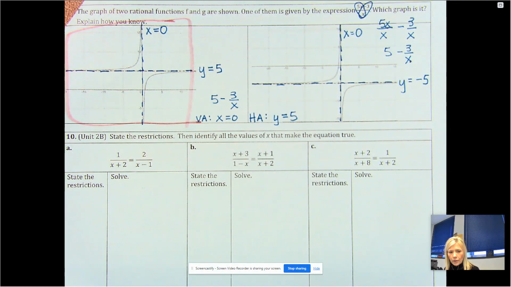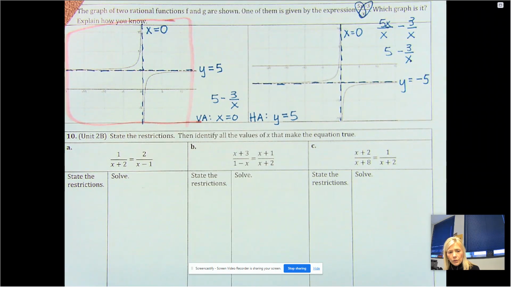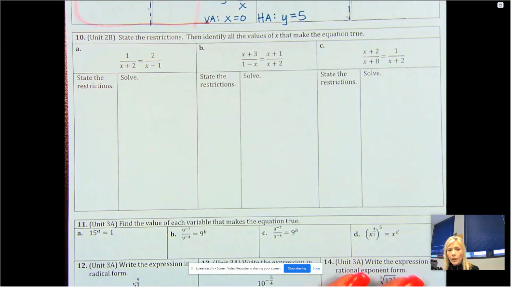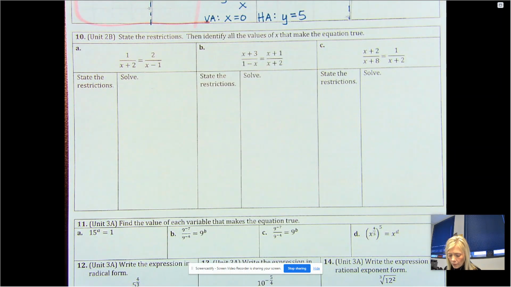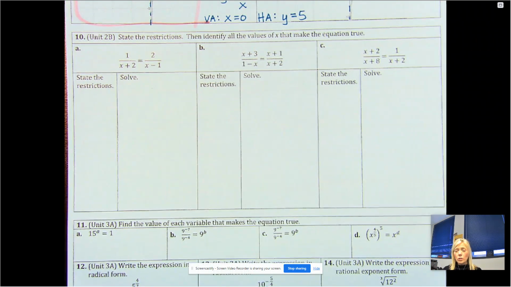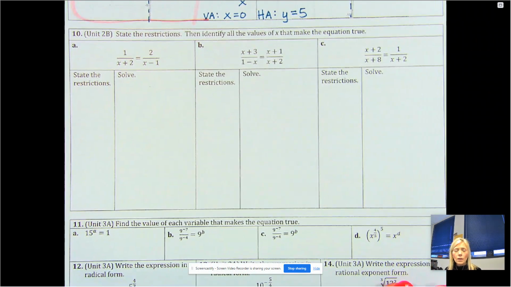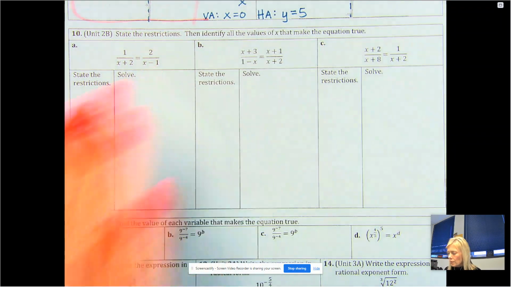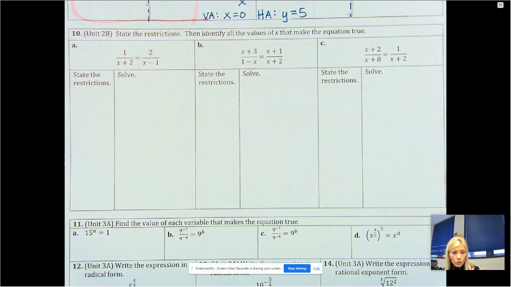All right. For rational equations, I'm just going to go over problem A. Problem B and C are really good problems. They're a little bit more than you need to be able to do on the final. And so I'm going to go ahead and just make sure you can do A.